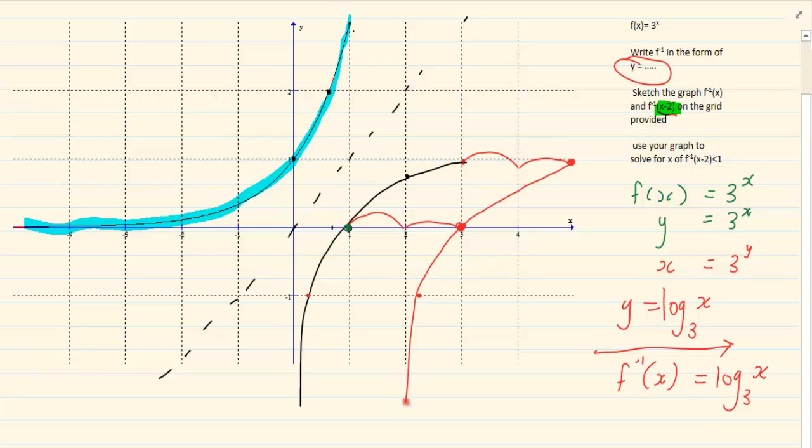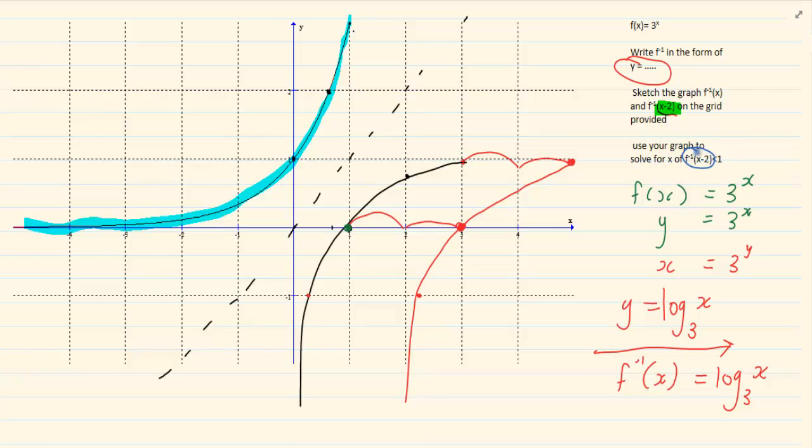You see, they're not testing if you know how to draw it without any information. They're saying, do you understand that it's just moving 2 units all the time towards the right? That is what they're trying to see. Now, once you've drawn the drawing, look at the next question. It says, use your graph to solve for x. So they want the answer in an x form where f inverse of x minus 2 is less than 1. What are they talking of?